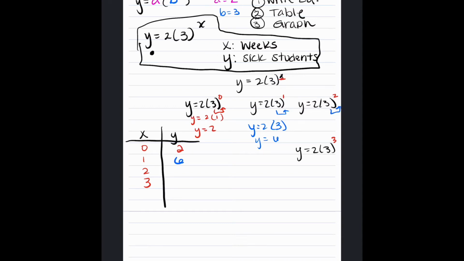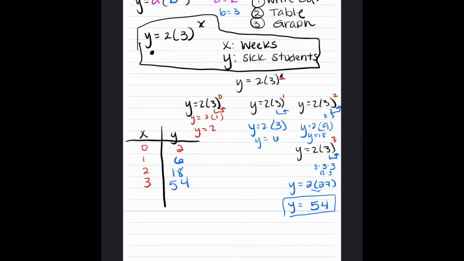3 to the second power is 3 times 3, which is 9. So then I have y equals 2 times 9, so y must equal 18. And the final one, 3 to the third power is 3 times 3 times 3. 3 times 3 is 9. 9 times 3 is 27. So I have y equals 2 times 27. 2 times 27 is 54. And then that would be our table there.